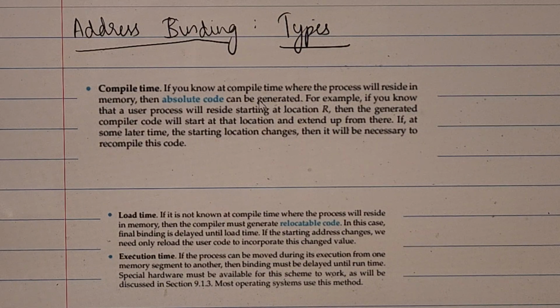So it can do it either at compile time, if it is absolutely sure where to put the process, or at load time it can first make a stopgap arrangement and then later transfer things to their final location if it is unsure, or if there is an element of moving about involved, then address binding will happen only at execution time. So that much of an understanding about address binding is sufficient for the purposes of this course.